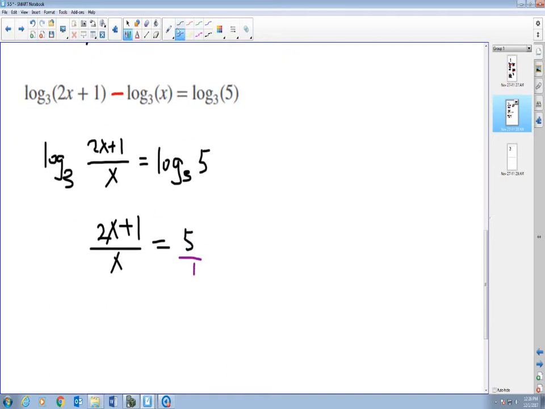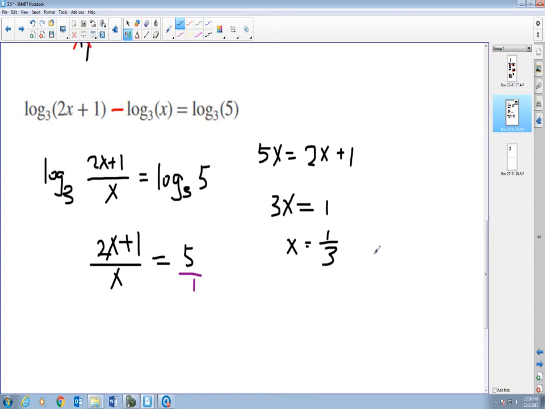So 5 times x, 5x, set equal to 1 times 2x plus 1 is 2x plus 1. So move my 2x over, that gives me 3x equal to positive 1. So my x equals 1/3. Alright, by looking at this 1/3 and plugging into my equation, I think 1/3 will make everything positive, so this will be my solution.